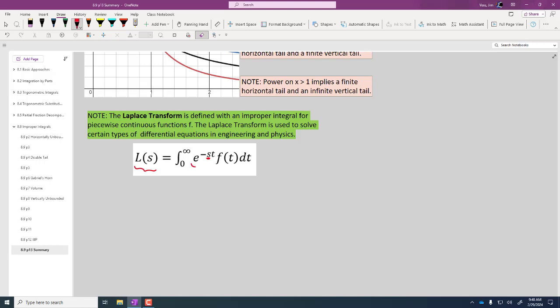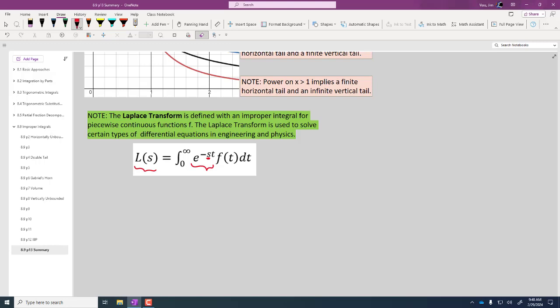And if you look right here, that e to the minus st is an exponentially decaying function that's approaching the x-axis very quickly. And so the idea behind the Laplace transform is that this function f of t doesn't even need to be continuous. It's not even differentiable. It's not necessarily continuous. It can be a step function.